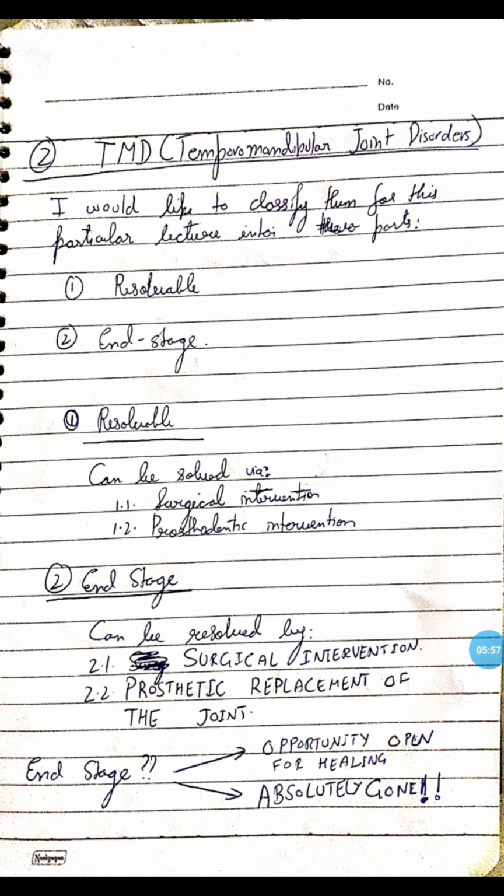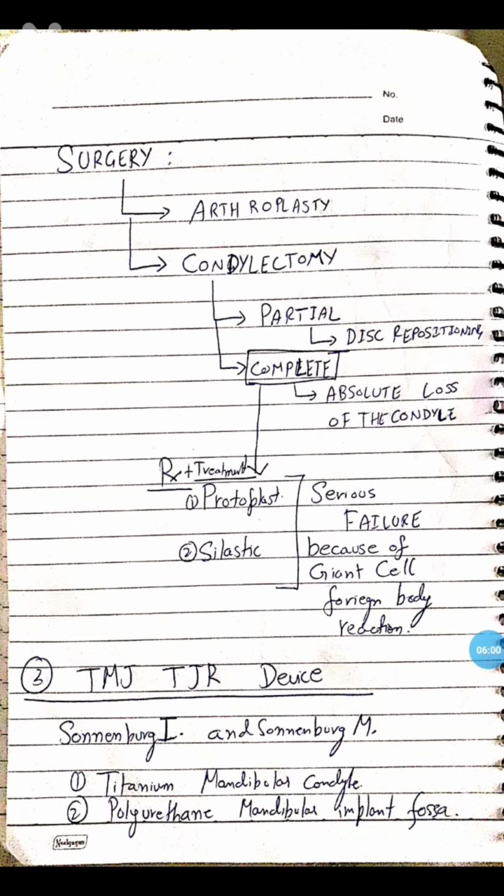Now, previously they had tried to use Proplast and Silastic materials for treatment, which led to serious failure because of giant cell foreign body reaction. What exactly happens is that the prosthetic replacement for the joint itself gets attacked, and you will have a bigger pathology than the one that was previously present because of this type of immune reaction.